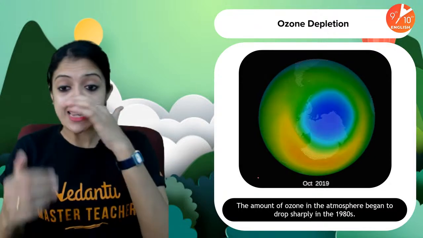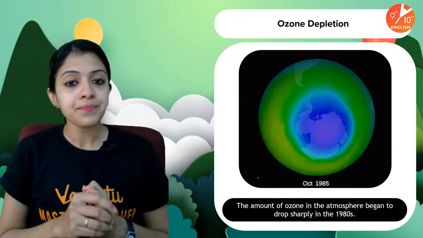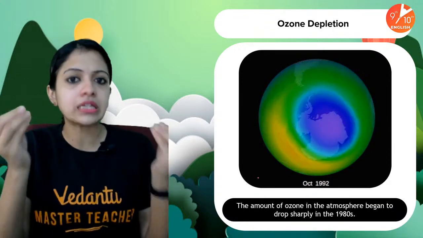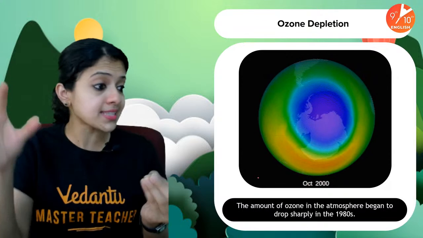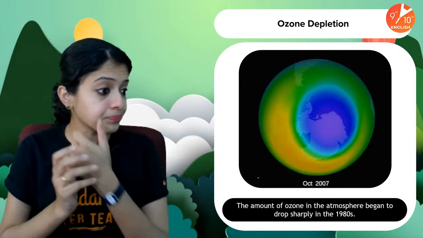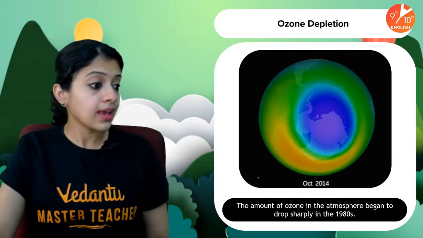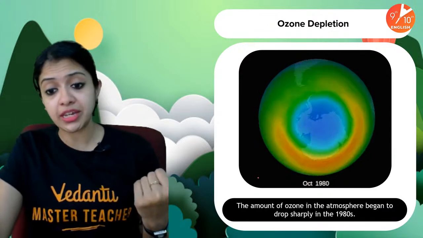So as a result, it was seen that the ozone layer started becoming thinner and thinner in different parts around the earth, right? Industrialization, exactly, Shuchi. Of course.